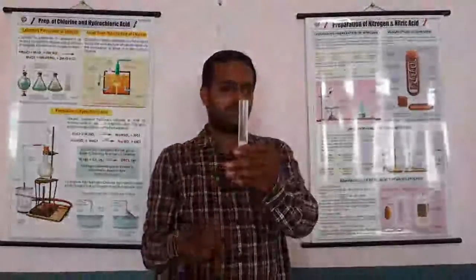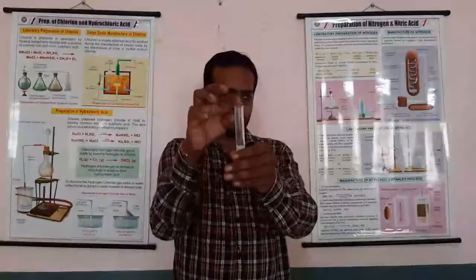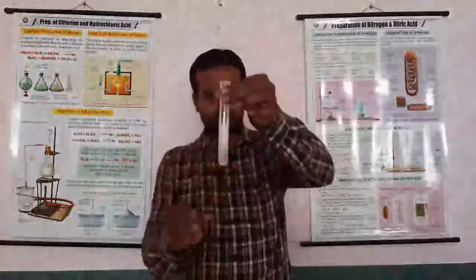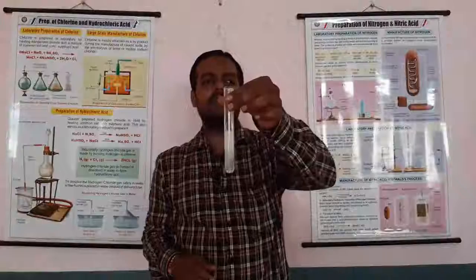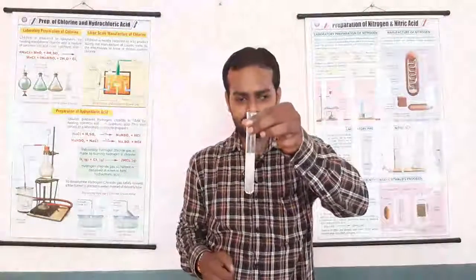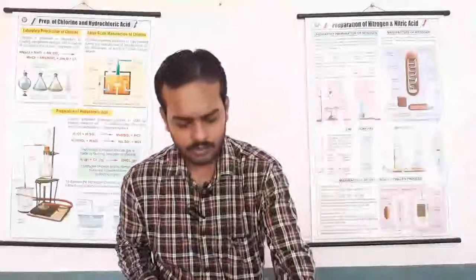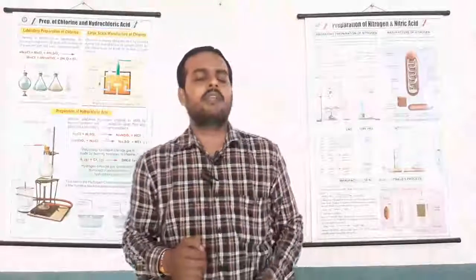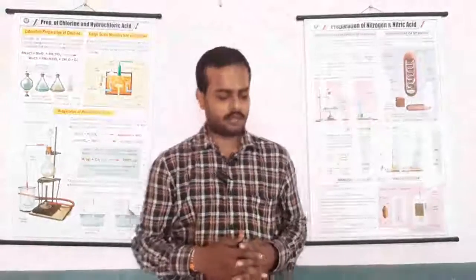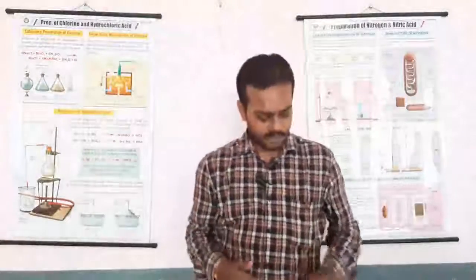I could also feel the pressure of hydrogen gas on my thumb, and it could give a very good pop sound when we place a lighter or some light with it. So, this is the experiment of an acid with a metal. When acid reacts with a metal, it gives hydrogen gas. Okay, so let us do the second experiment.